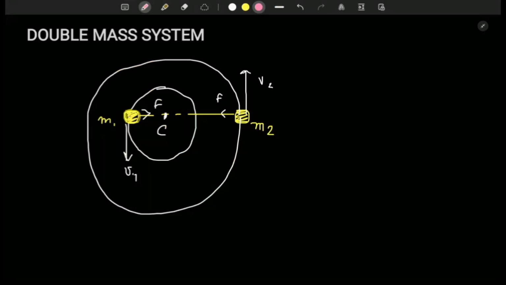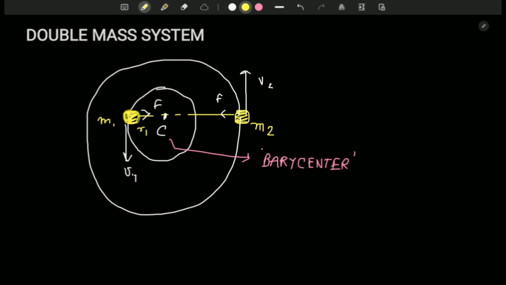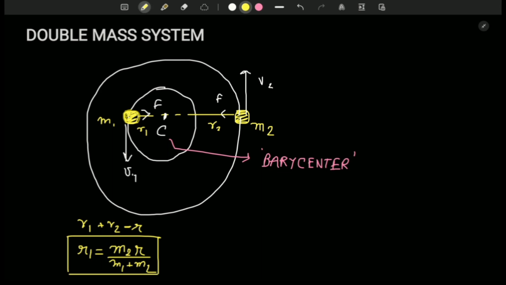Let us conclude this chapter by discussing the double mass system. Here we can see that two masses m1 and m2 are revolving about their common center of mass, which is C. This center of mass C is called the barycenter. Now if this is r1, this is r2, r1 plus r2 equals r, and we know how to calculate r1 and r2. r1 equals m2 r by m1 plus m2, and if we need r2, r2 will be m1 r divided by m1 plus m2.